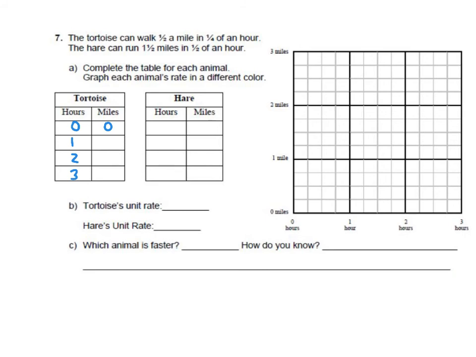If you look at the x-axis down here, 0, 1, 2, 3. Okay? And then my miles. So for 1 hour, it can go 1/2 mile in 1/4 of an hour. Okay? So there's a couple different ways you could do this.